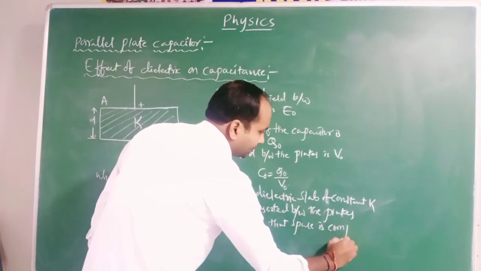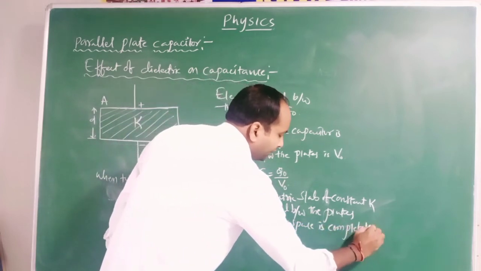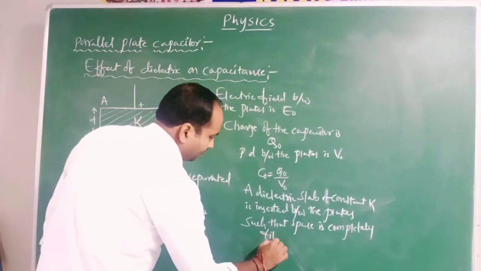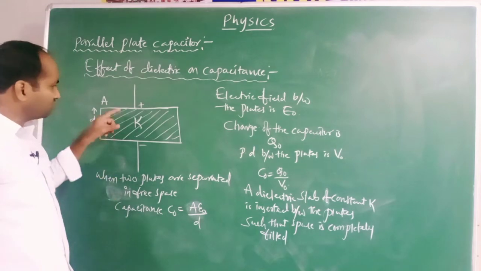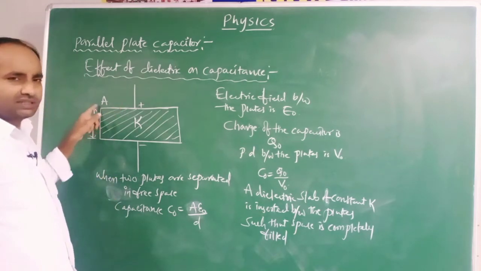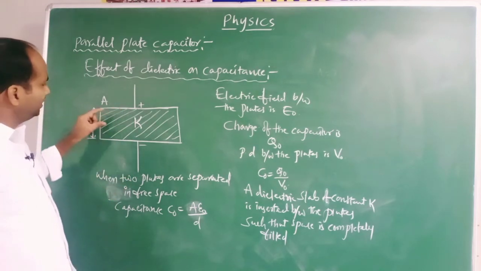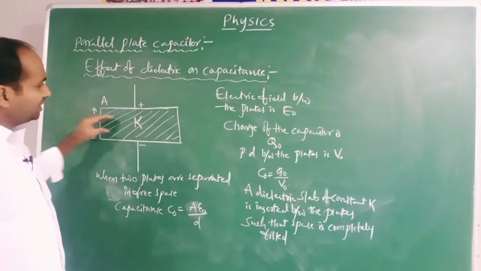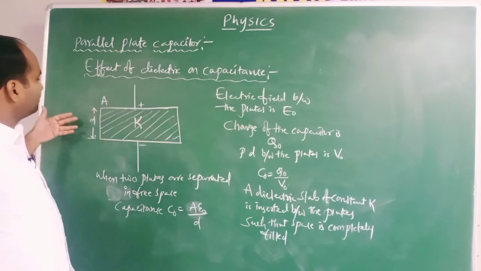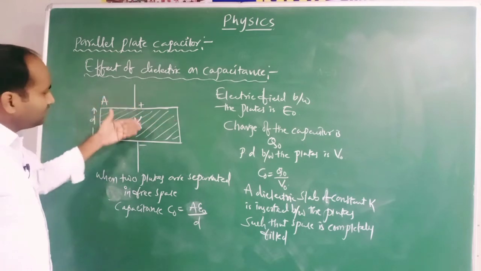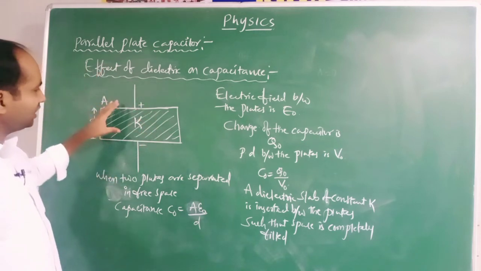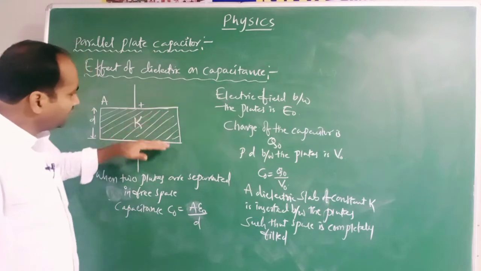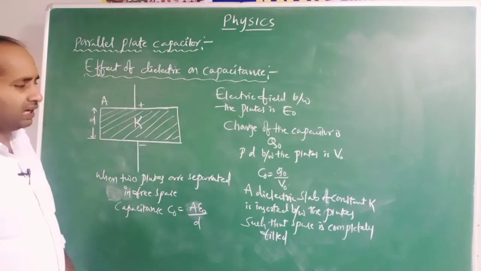Space is completely filled here, completely filled with dielectric. What is d? The distance between the plates. Whenever we are placing a dielectric slab between the plates of the capacitor, the space between the plates is completely filled with the dielectric.